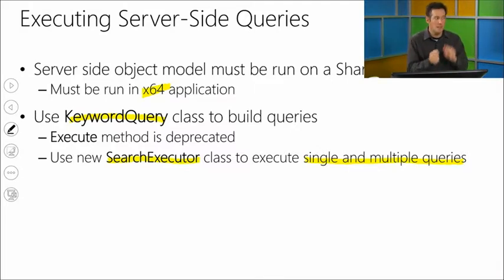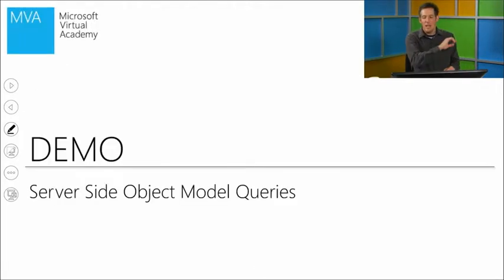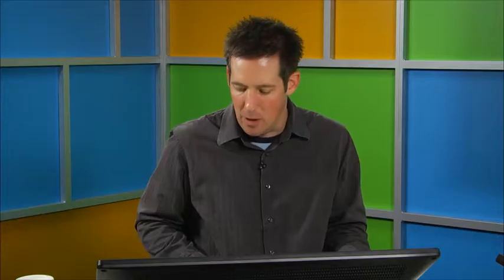It'll work, but it is deprecated, meaning that it is going to go away, so we want to use the SearchExecutor. The nice part about the SearchExecutor is that we can actually hand in multiple query objects and allow it to round trip in one shot and get everything back in one shot. Again, that whole chunky, chatty thing. Chunky. Yes. Okay. Well, let's get in and take a look at how to create our code here.